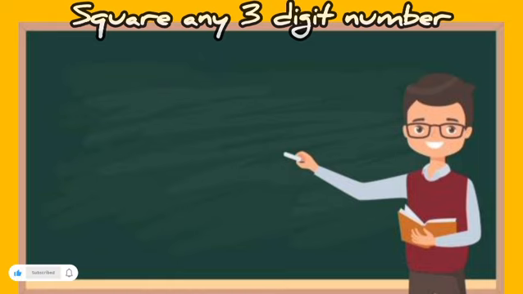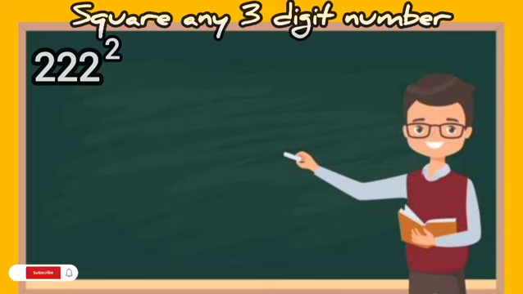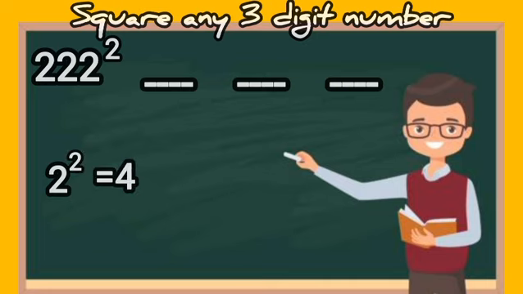Now let's try another example, and in our second example we have to find the square of the number 222. As last time, first of all we will divide the number into two parts: in part number 1, the first digit, and in part number 2, the last two digits. Now we will divide our answer, the square of 222, into three parts. Just like last time, in the first part we have to write the square of the first digit. The first digit is 2 and 2 square is 4. So 4 will be our first part.